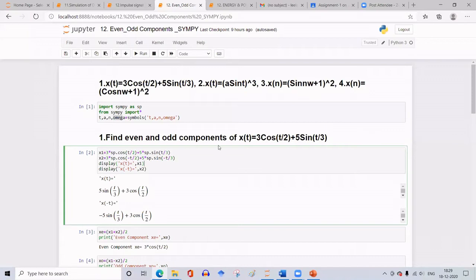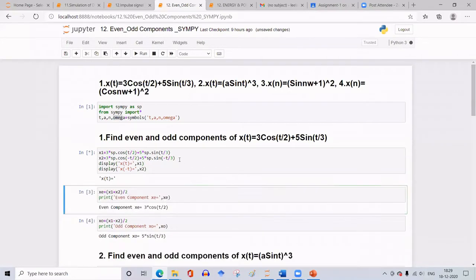Then x2 is x of minus t. Just change the sign of the t term wherever it is in x1 and write that as x2. So x2 is 3 sp dot cos of minus t by 2 plus 5 into sp dot sine of minus t by 3. So these are the given function and its function with t changed to minus t, and I'm going to display it.